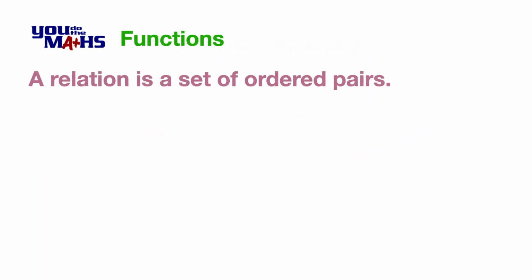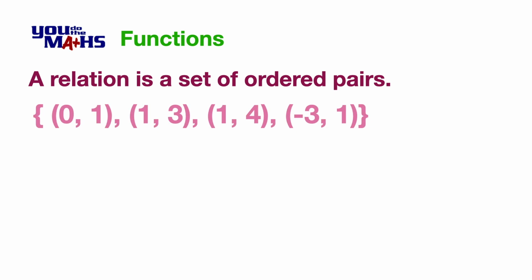The first definition we'll have a look at is a relation, and a relation is a set of ordered pairs. Now you can think of ordered pairs as being points on the graph, and we express those as pairs, for example 0, 1, 1, 3. You may also think of that as the x coordinate and y coordinate, so x would equal 0 for the first point and y would equal 1.